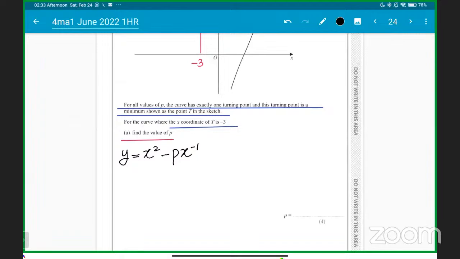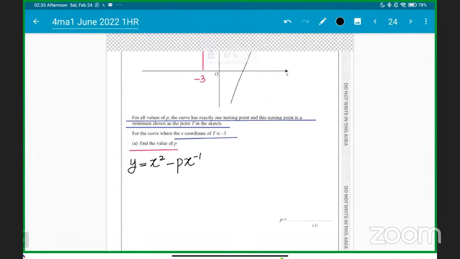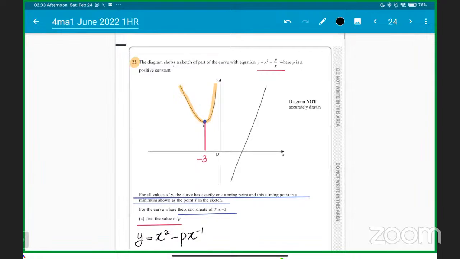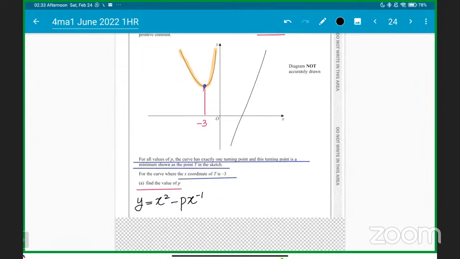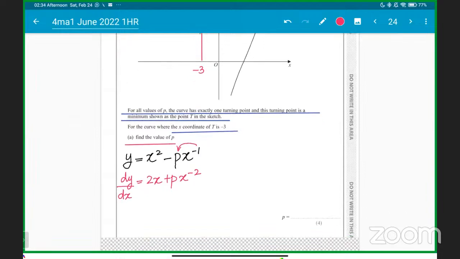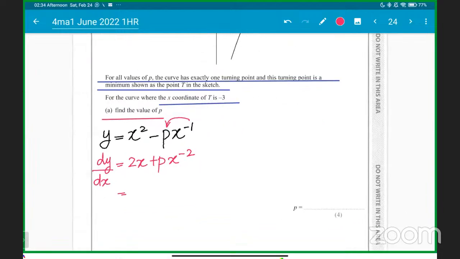First step that I'm doing is simplification. Now the differentiation will come in. So dy over dx will be 2x minus p times of -1. So it will become positive p. -1 into minus p will become positive p. And x power -1 will become -2.